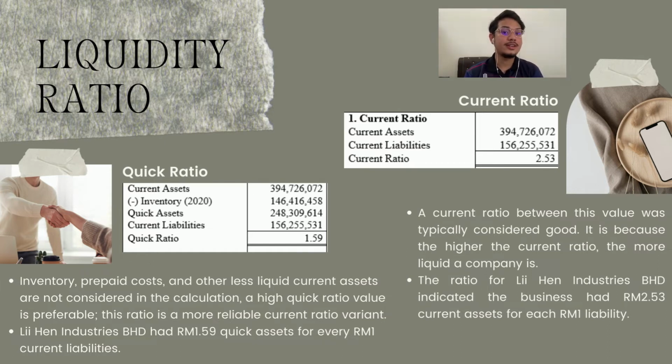It is because the higher the current ratio, the more liquid a company is. In a nutshell, the current ratio for LIQUIDITY is 2.53 to 1. The ratio for LIQUIDITY Industry indicates the business has RM 2.53 current assets for each 1 ringgit of liabilities.